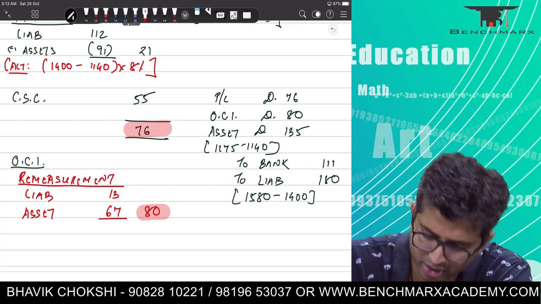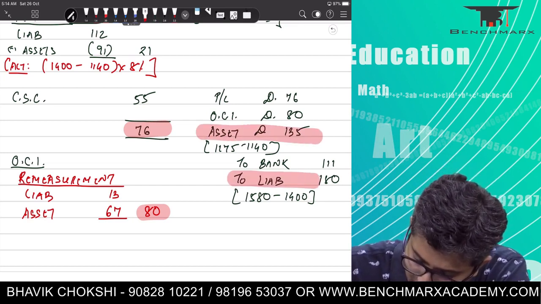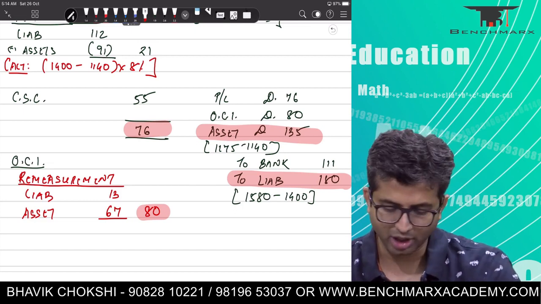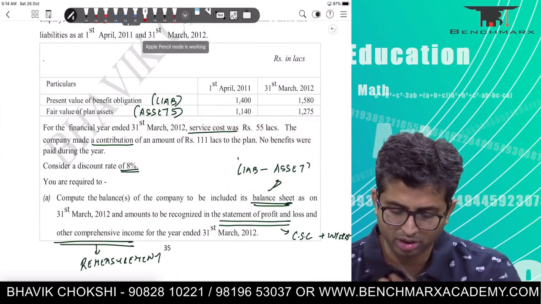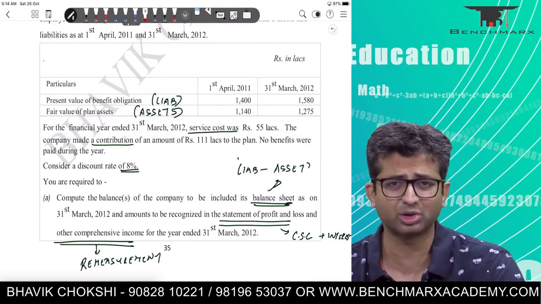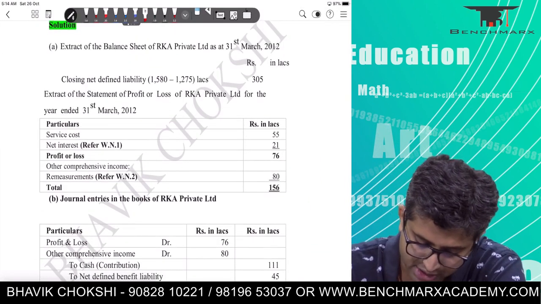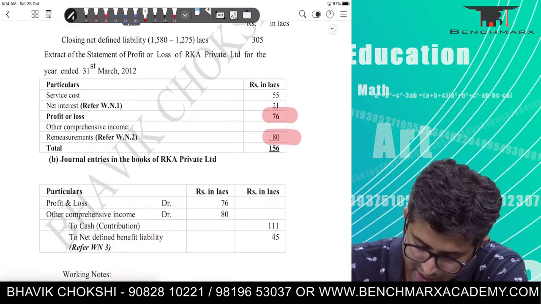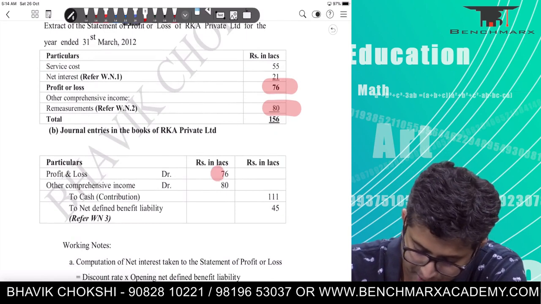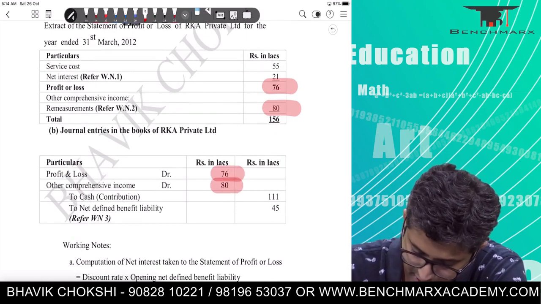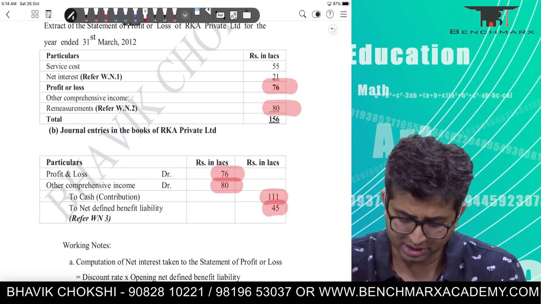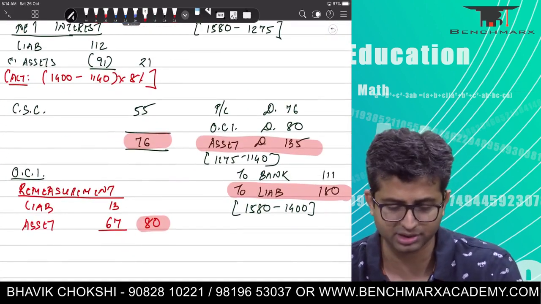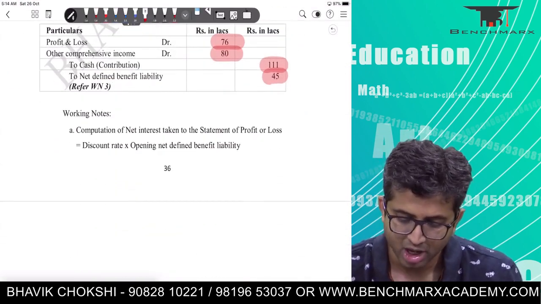What the Institute will again do over here is it will net this off. The net difference will be shown by the Institute. So that takes care of this question. A very important one, I would say, it helps you strengthen your understanding on the defined benefit questions. If you see, P&L is 76, remeasurement in OCI is 80, as we have discussed, that's 156. The P&L gets debited by 76, 80, and this is 111, the same. Just about this 45, what the Institute has actually done is, if you see 135 and 180, the net difference is actually 45.